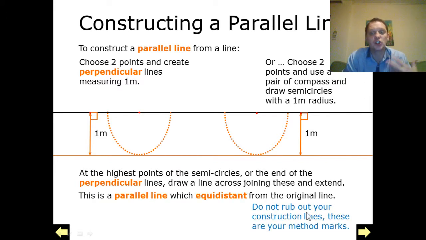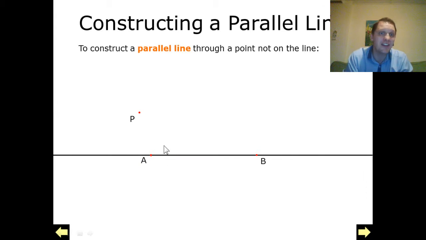As always, try and make sure that any of these lines which you add in to help you create a solution to the problem, make sure you never rub out these lines, because these are actually part of your method marks, your construction lines. So different little problem here. Now we are trying to create a line parallel to our line just here, which is going to pass through point P. Now, this is one which normally throws learners.